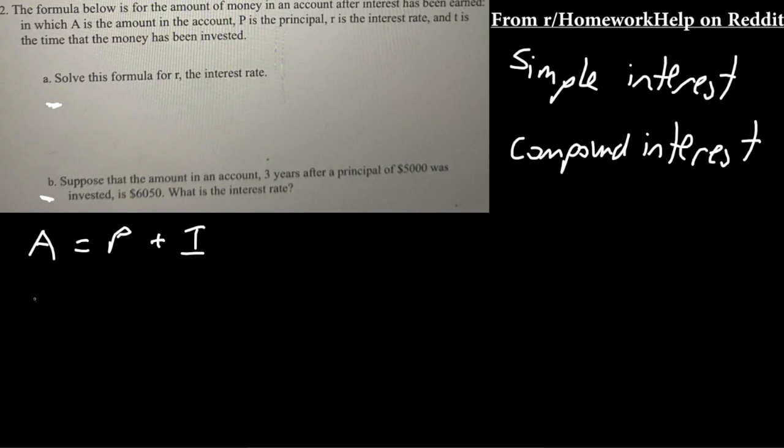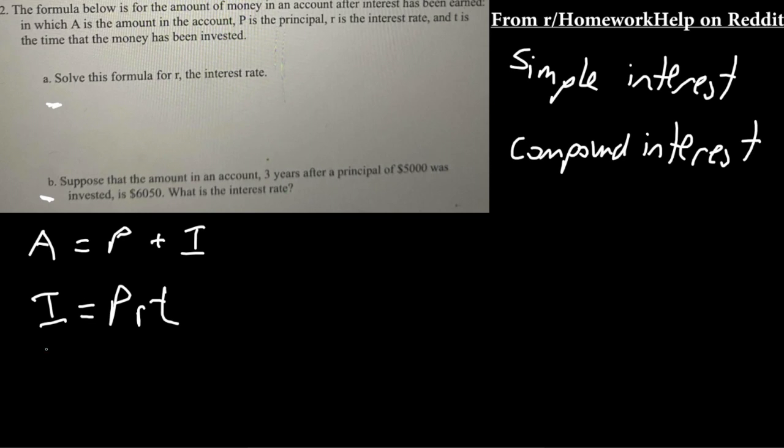Now the formula for interest is I equals P, which stands for principal, R, which stands for rate, and T, which stands for time. So in this case, we'll start solving question B. After 3 years, after a principal of 5,000 was invested, you have 6,050.